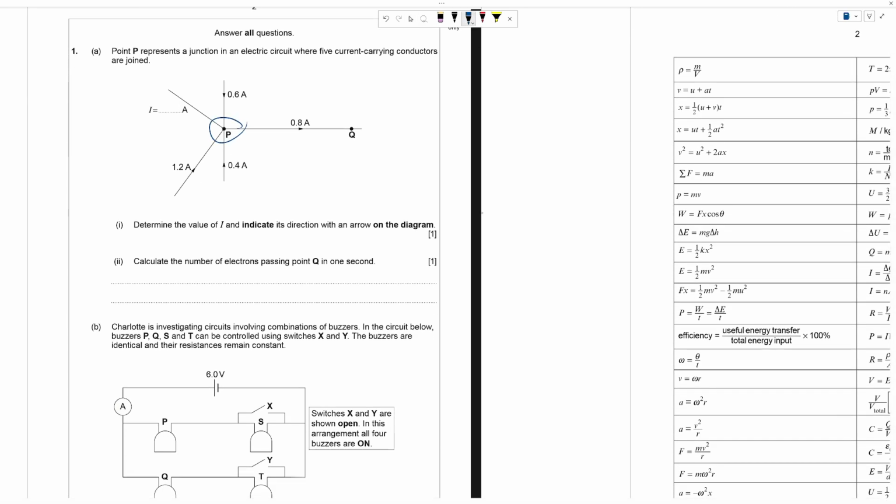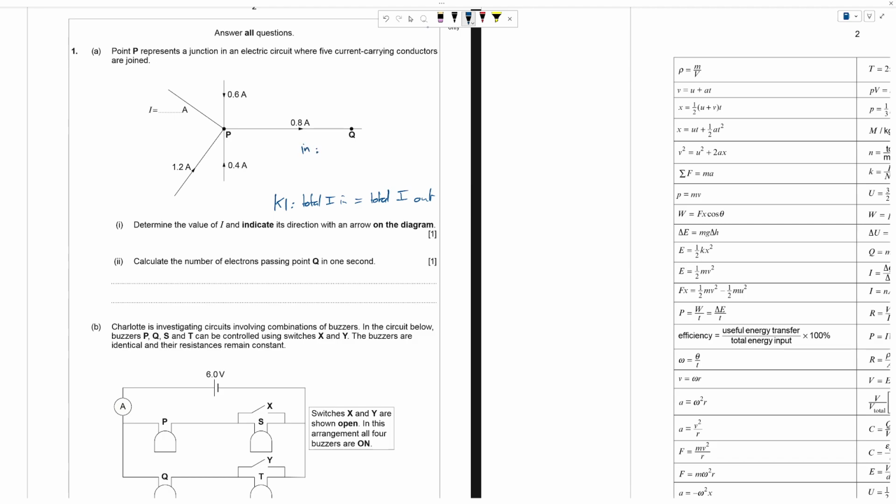point P here represents a junction in an electric circuit where 5 current carrying conductors are joined. Part I is asking me to determine the value of I and indicate its direction on the diagram. So here is I. So I'm basically working out how much current needs to flow in this branch. This is a test of Kirchhoff's first law, which says total current into a point must equal total current out. Basically conservation of charge. The current has nowhere else to go, so the total that flows into any point must equal the total out. So let's have a look at P.